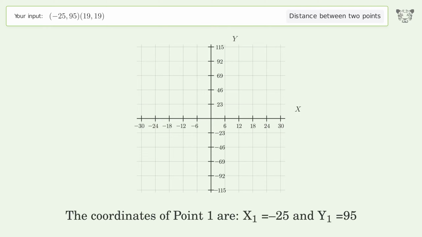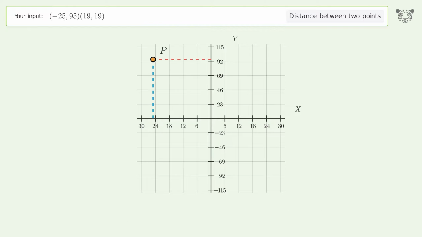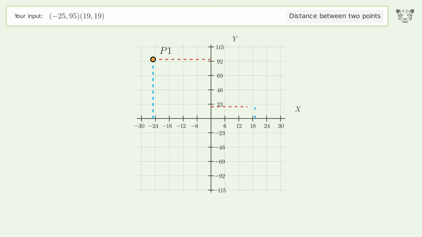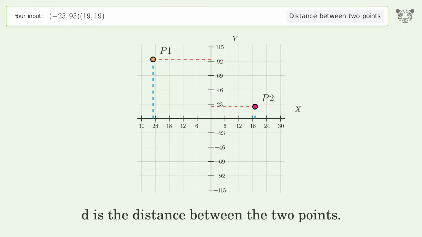The coordinates of point 1 are x1 equals -25 and y1 equals 95. The coordinates of point 2 are x2 equals 19 and y2 equals 19. D is the distance between the 2 points.